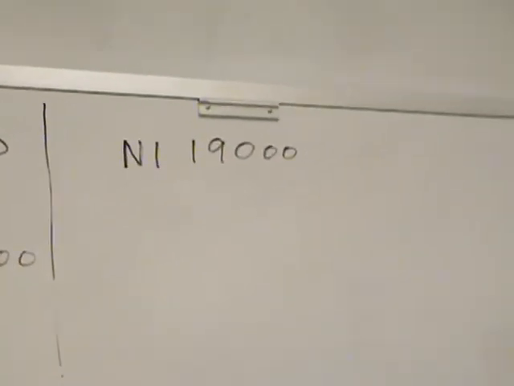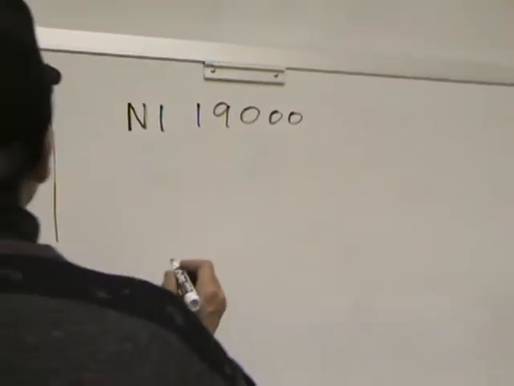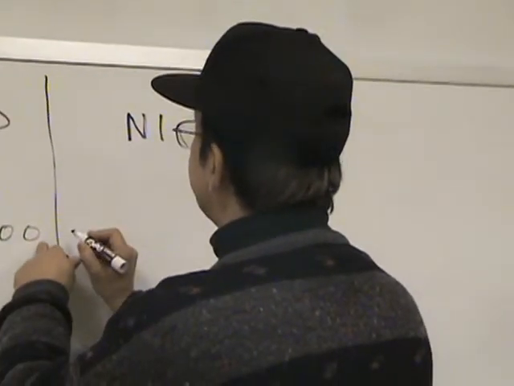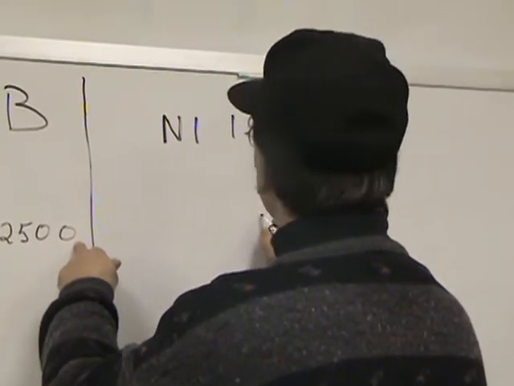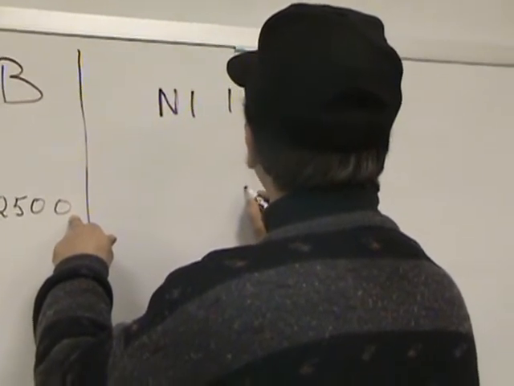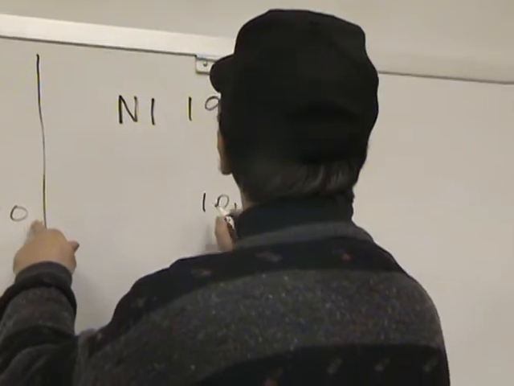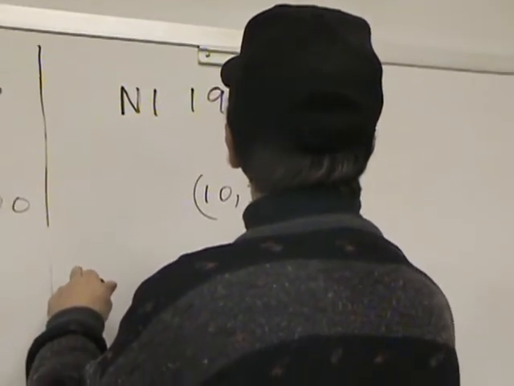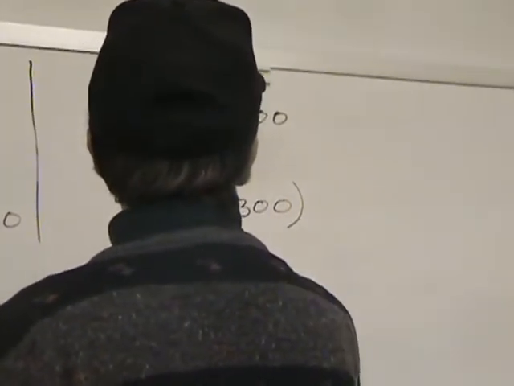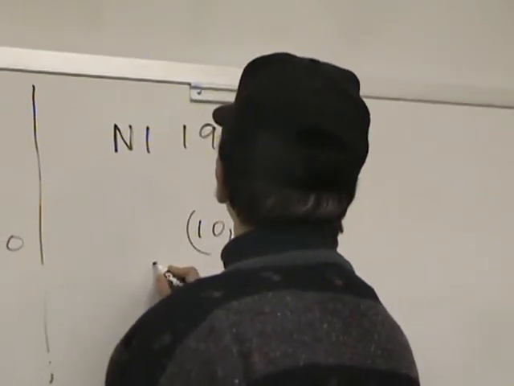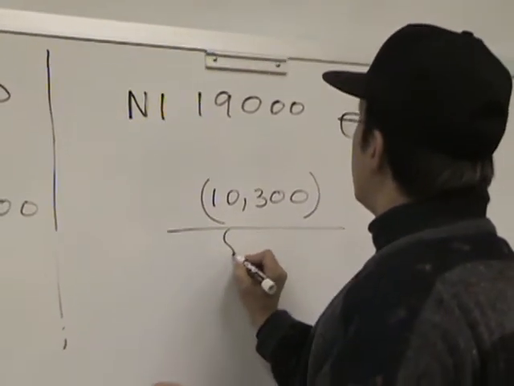Put 10,300 underneath the 19,000. You could put a parallel with that. It doesn't hurt to be nice and clear. How much is the amount? 10,300. Put parentheses around it, and then we subtract. And that's the remaining, which is going to be 8,700.